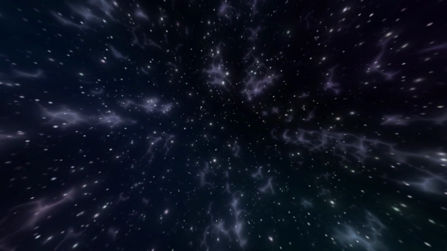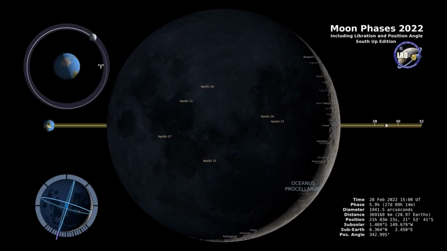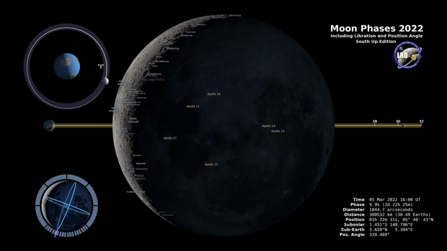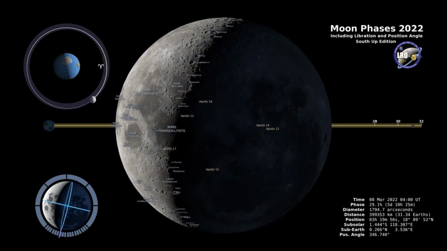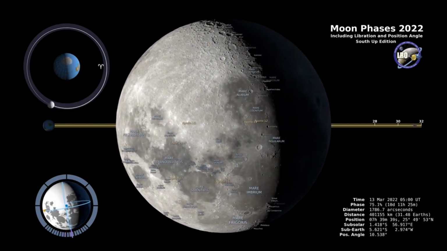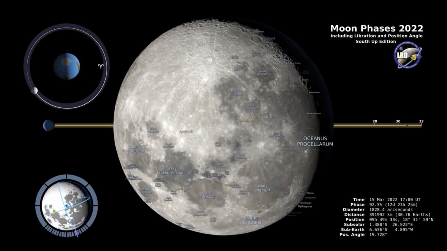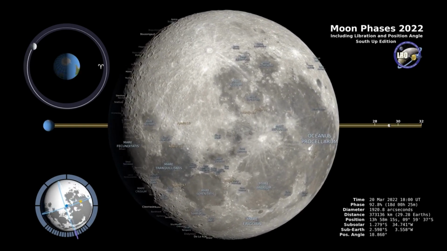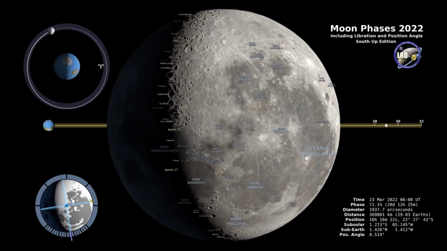3. Waxing crescent. As the moon orbits the Earth, a small, crescent-shaped sliver of its illuminated side becomes visible just after the new moon. This is the waxing crescent phase. 4. First quarter, half moon. When half of the moon's illuminated side is visible from Earth, it's known as the first quarter. This phase occurs approximately 1 week after the new moon.